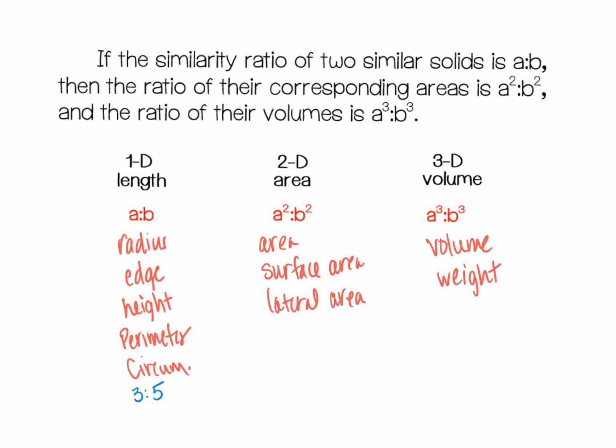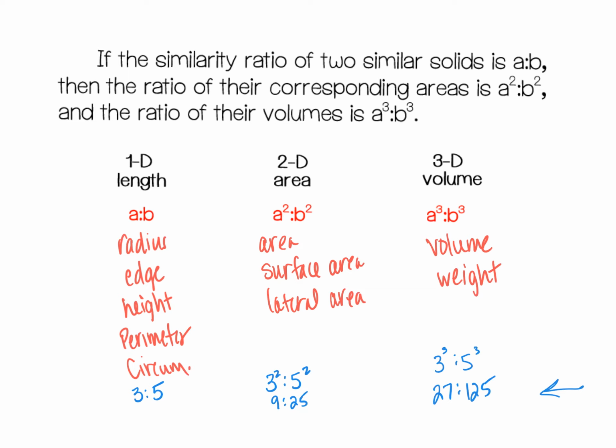The surface area of those cones would be in a relationship of 3 squared to 5 squared, or 9 to 25. So their areas are in the ratio of 9 to 25. Volume then would be in a ratio of 3 cubed to 5 cubed, or 27 to 125. So this skill right here, finding the ratios, is really what we're looking at.